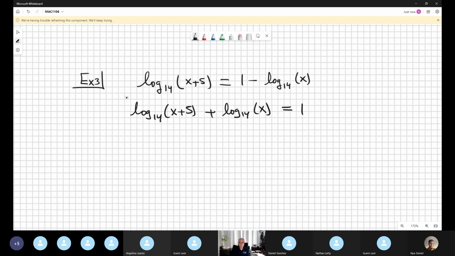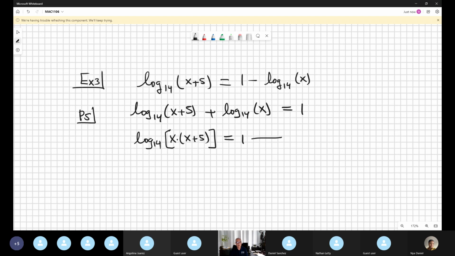Now I'm ready for condensing, using property number 5 one more time because it's a plus. So the logarithm base 14 of the multiplication x times x plus 5, the argument inside the logarithm, should be 1.